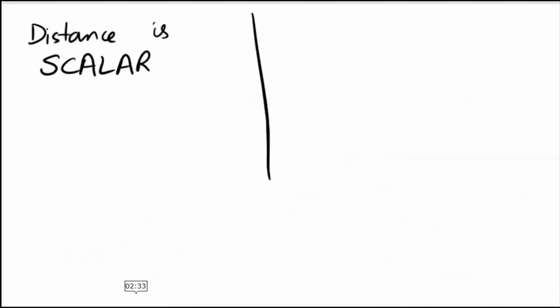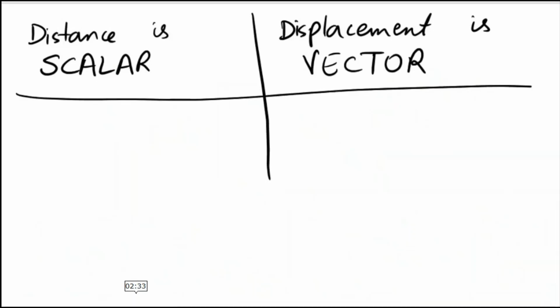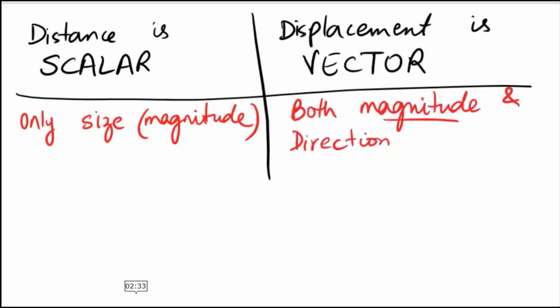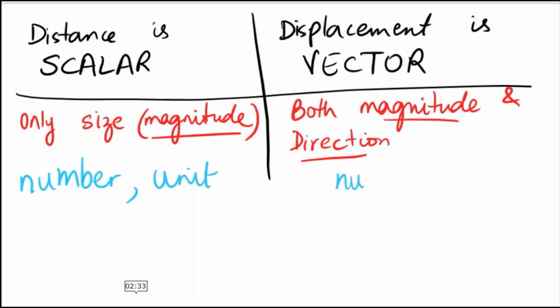And what categories do they fall into: distance is a scalar quantity, displacement is a vector quantity. What a scalar quantity means is that it's only going to be represented by its size or the magnitude. For a vector quantity, we need both magnitude and the direction. With magnitude, you need the number and the units for the final answer. For a vector quantity, you need the number, unit, and the direction as well.